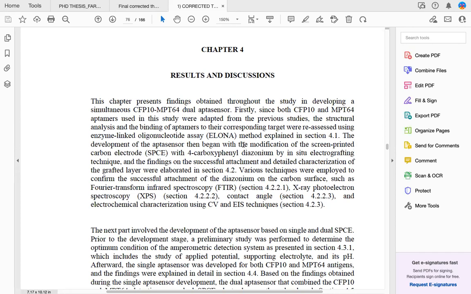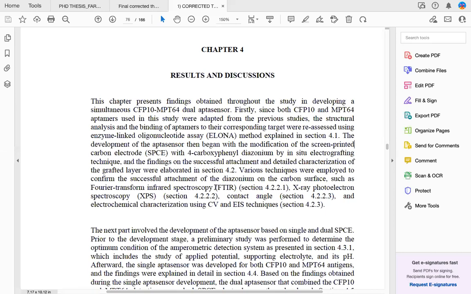And then, remember the flow chart just now? There is surface modification. So now we talk about the surface modification for the sensor development. And the surface modification is characterized using certain techniques. So in this case, we have FTIR. So clearly you should by right have FTIR in the method section, also in chapter 4.